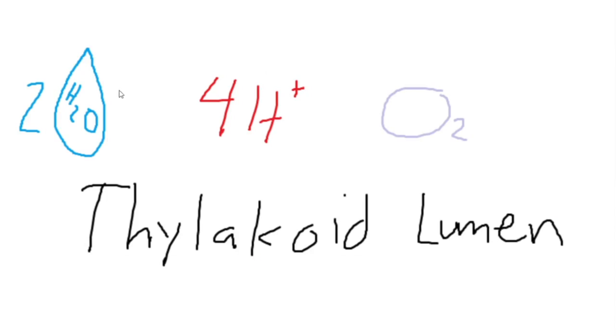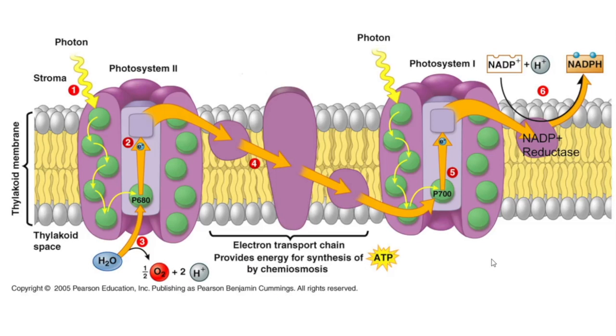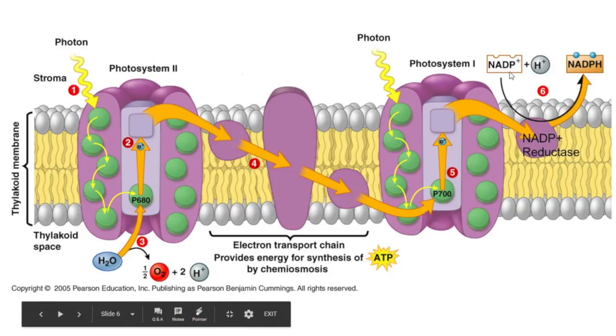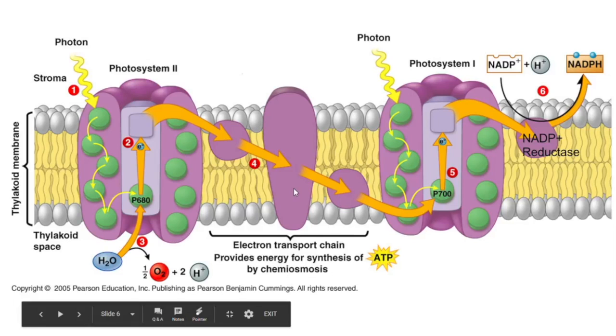Now, to just reiterate, water is split into H pluses and oxygen that I need to live, wow. And then these H pluses are again in the lumen. This is very important. Oh yeah, also an H plus is taken out of the stroma to make the NADPH. So again, the stroma is losing H pluses and the lumen is gaining H pluses.